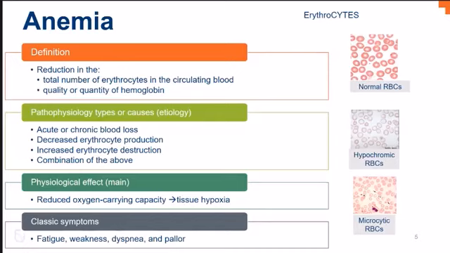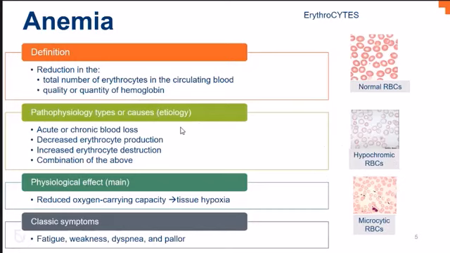So let's get talking now about the disorder anemia. The term anemia refers to a reduction in the total number of red blood cells that are circulating in the blood, or it can relate to a reduction in the quality or quantity of hemoglobin. But at the end of the day, what this is saying is that anemia relates to our body not being able to carry enough oxygen, whether it's because there's not enough red blood cells to carry them, or the hemoglobin can't carry it to where it needs to go.